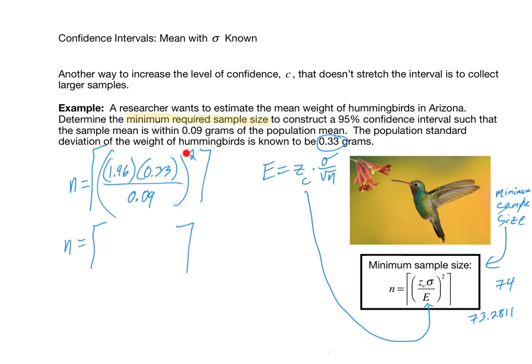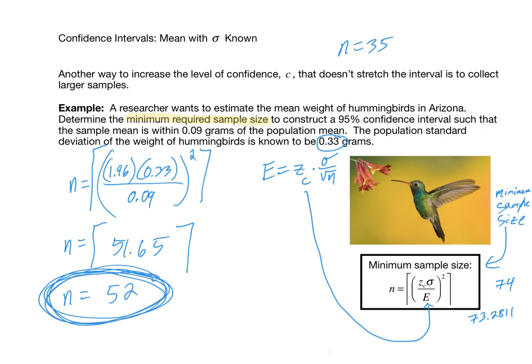We need to plug this whole thing with the parentheses appropriately placed into our calculator, and we get approximately 51.65. Now, we're looking for the minimum amount, and we can't go down to 51 because that's smaller than that. So the integer immediately above 51.65 is 52. So the minimum sample size, if you want to keep all the same things that we did in the previous problem, but increase the confidence level to 95%, instead of using sample size 35, which is what was in the previous problem, we need to get sample sizes of 52 or even higher if you wanted to.